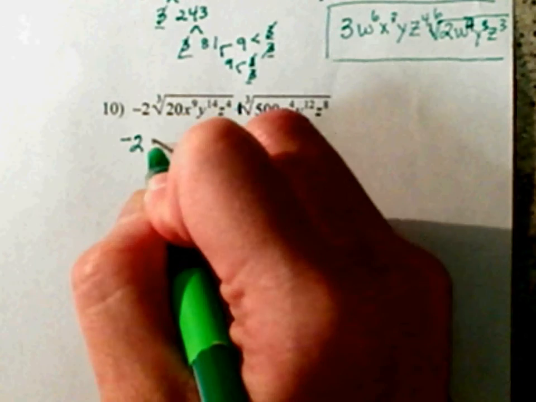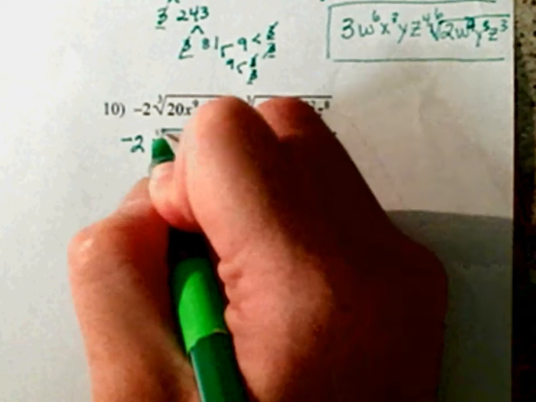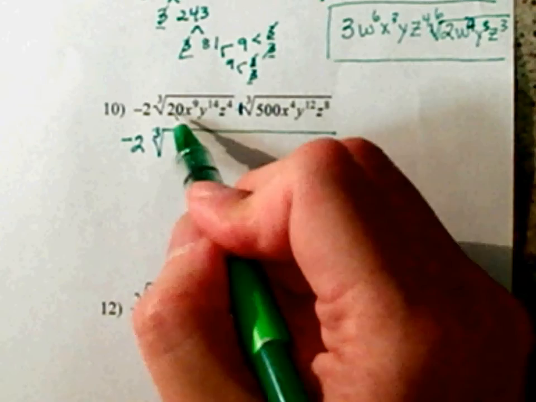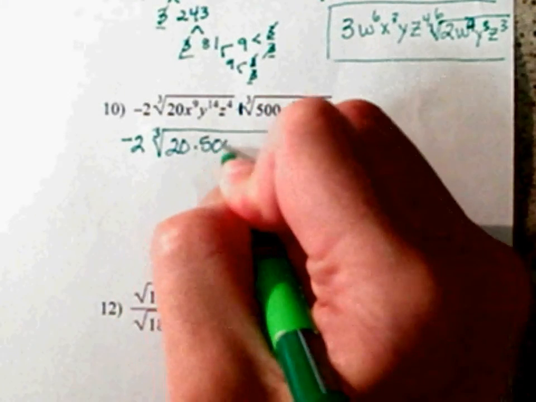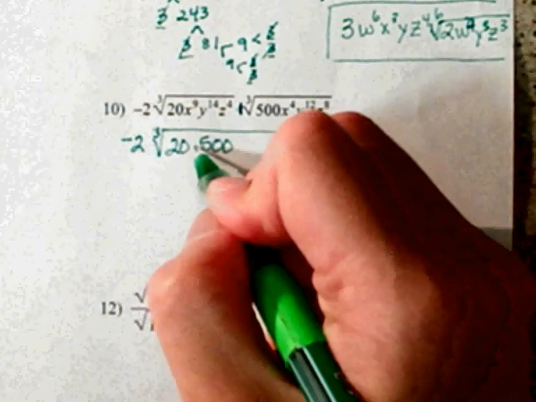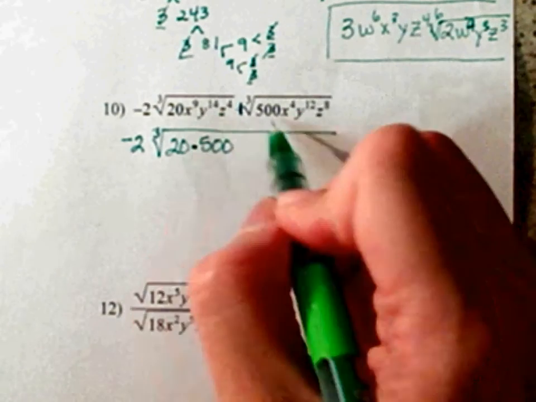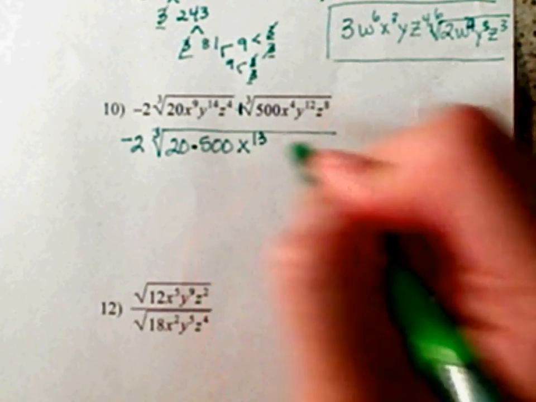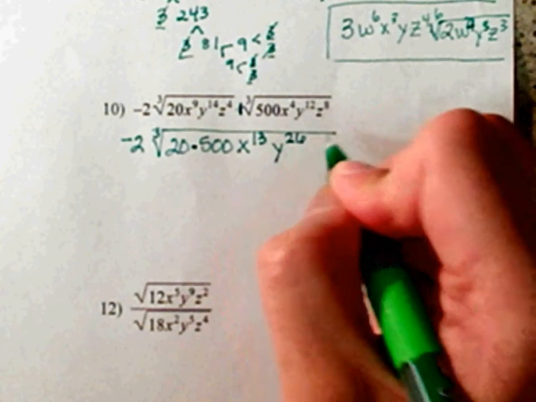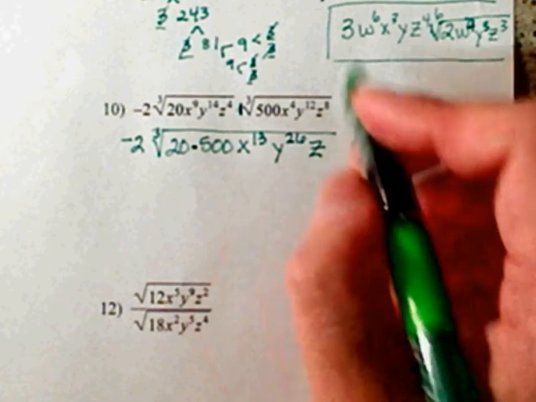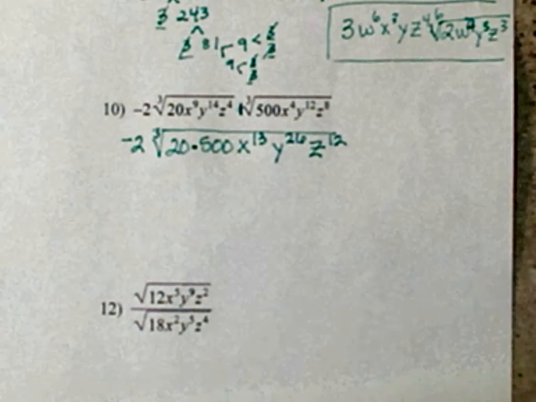Let's put it all under one radical. 20 times 500. I'm going to leave it just like that, instead of actually multiplying. Your x's, how many do you have? 13. Your y, how many do you have? 26. Your z, how many do you have? 12. Okay? Start doing your tree.